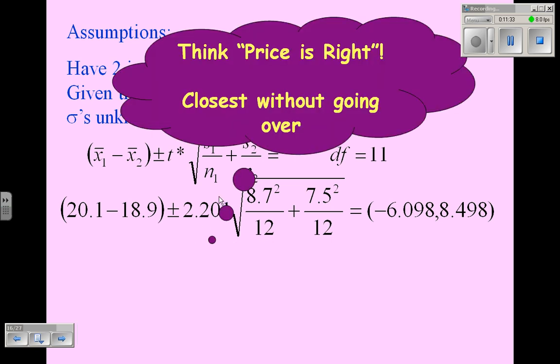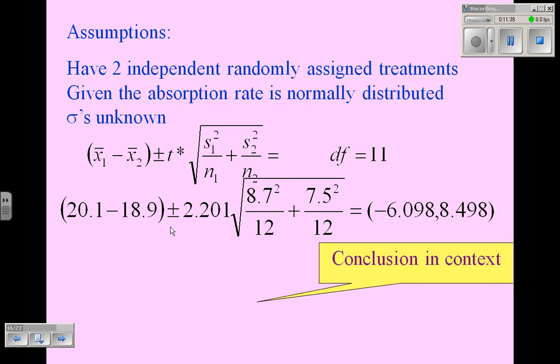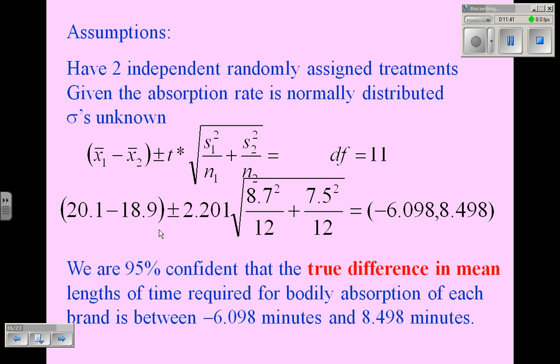Always remember to think Price is Right. It's the closest without going over. We can't go over 12, can't go over 11, so we have to use the closest one. And then conclusion and context. We are 95% confident that the true difference in mean lengths of time required for bodily absorption of each brand is between, and there's our numbers. Make sure you highlight those words in red.